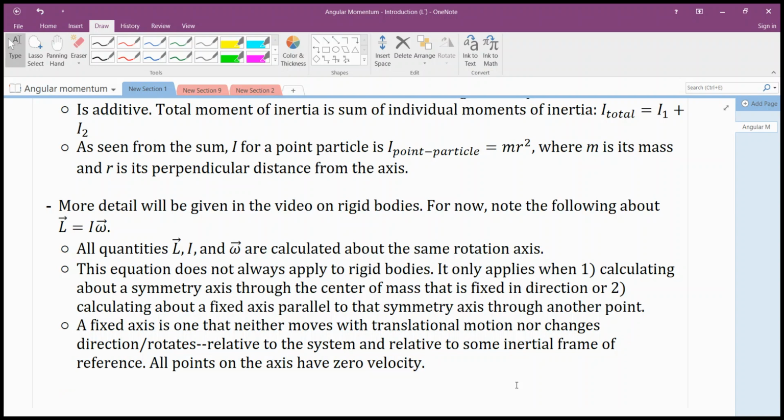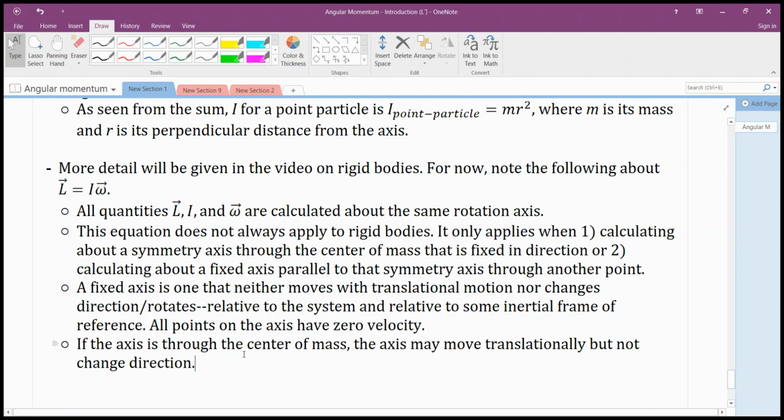And it is fixed still relative to the system of particles, the rigid body, and relative to some inertial frame of reference. One result of the axis being fixed is that all points on the axis have zero velocity. You might notice, though, that there was a different condition for the axis if it was through the center of mass. If it was through the center of mass, it only has to be fixed in direction. The axis may move translationally, but it must not change direction. So the center of mass could be accelerating, and you could still use L equals I omega in an appropriate reference frame that I will discuss in another video, but the axis must not change direction.